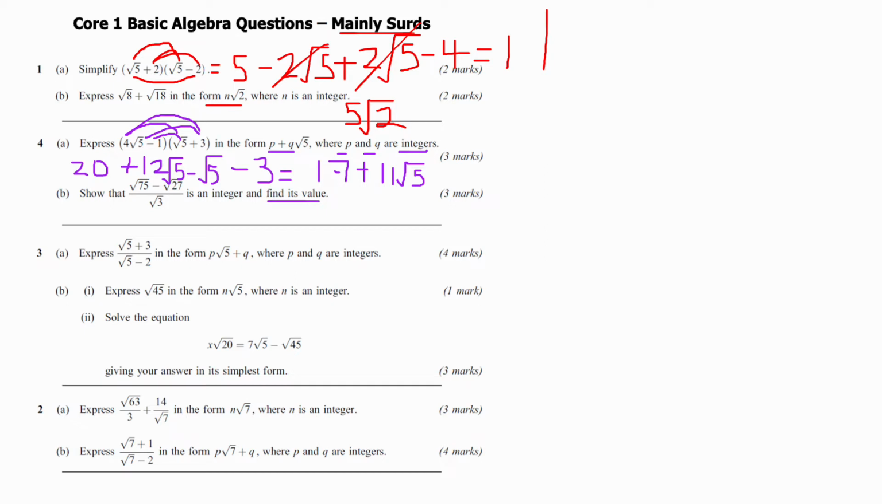Part B, show that root 75 minus root 27 all over root 3 is an integer and find its value. So I've got to rationalize this. I'm going to multiply top and bottom by root 3.